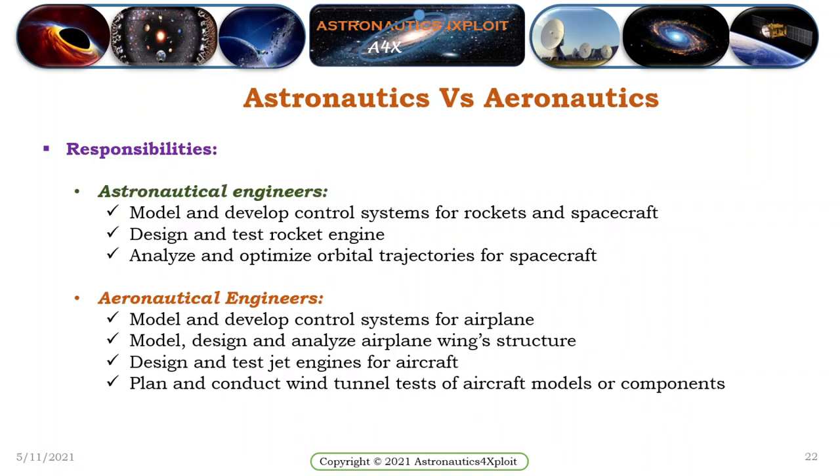Responsibilities. Astronautical engineers model and develop control systems for rockets and spacecraft. They design and test rocket engines, and they analyze and optimize orbital trajectories for spacecraft. While aeronautical engineers model and develop control systems for airplanes, they model, design, and analyze airplane wing structures. They design and test jet engines for aircraft. They plan and conduct wind tunnel tests of aircraft models or components.